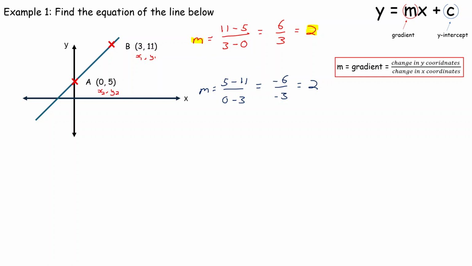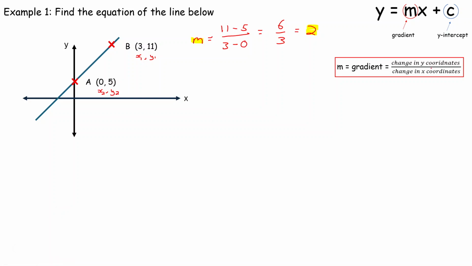So if I start with b, I must do 11 take away 5, then back to b, 3 take away 0. So that's just showing you either way is fine, as long as you are consistent with the way that you do it. So I'll get rid of this, otherwise we might get confused with what is going on there. So I've got my gradient, which is good.